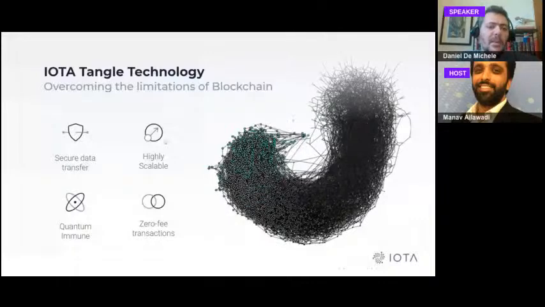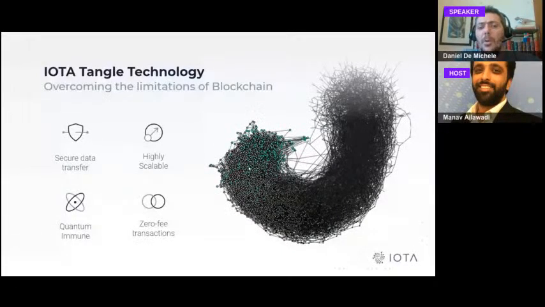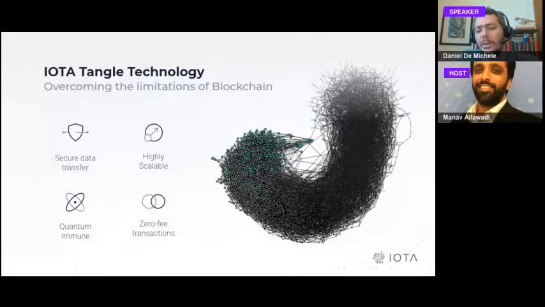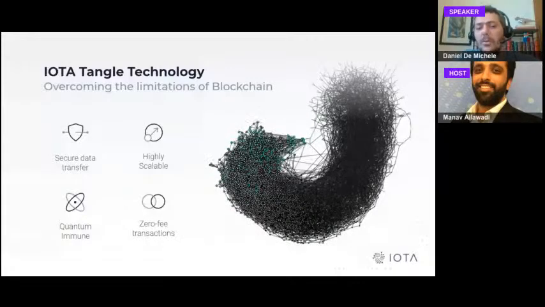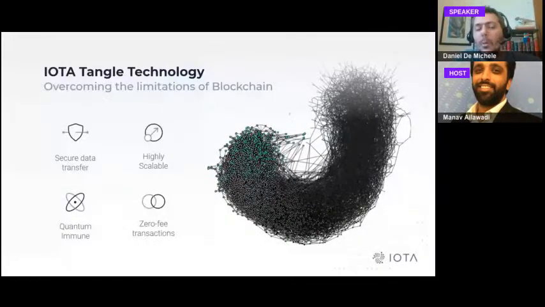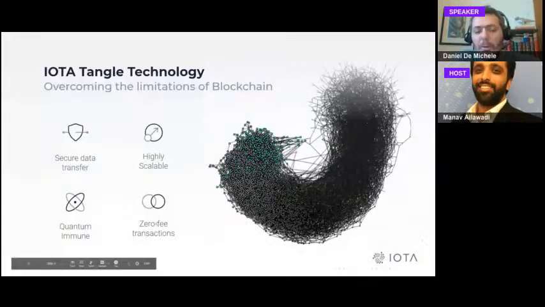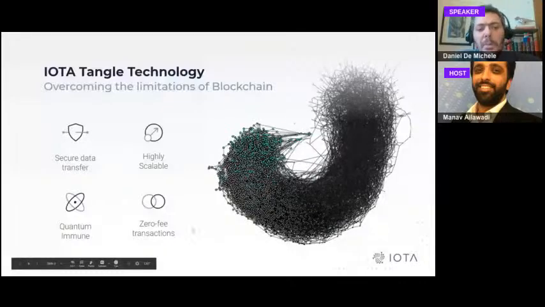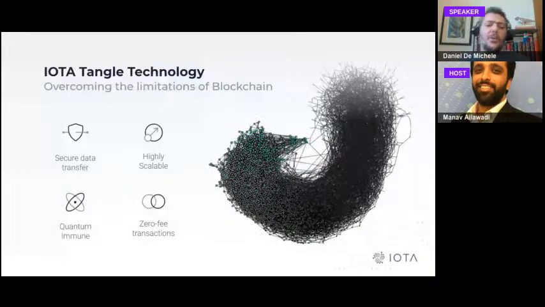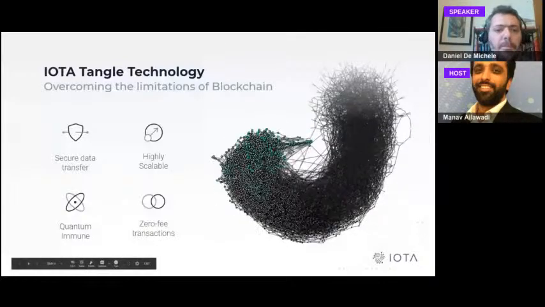Okay, so yeah, highly scalable because of the fact that the more activity you have, the more validation you have. Because in order to enter the Tangle, I've got to validate two other transactions. So if tomorrow I have 1 million transactions, those 1 million will be validating 2 million transactions. Zero fees because we don't have any miners. Quantum immune because IOTA uses the one-time signature scheme. So yeah, let's move on.